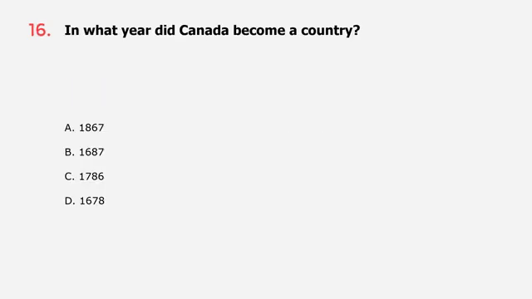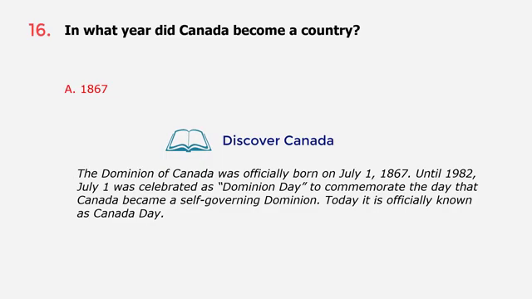Question 16. In what year did Canada become a country? A. 1867. B. 1687. C. 1786. D. 1678. The answer is A. 1867.